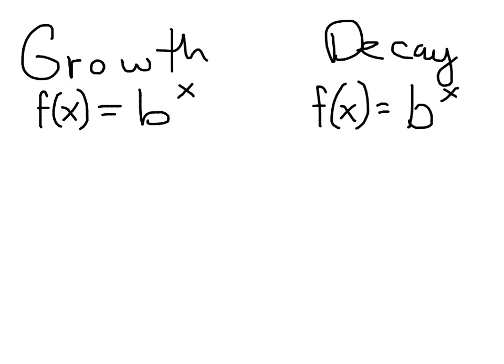Okay? Now, I want you to notice that the equations are the same for both of them. It's what's inside the b that matters. If the b is greater than 1, meaning what? What types of numbers are bigger than 1? 2, okay? Then it will be a growth. If that number is between 0 and 1, it's less than 1, it's decay. What types of numbers are less than 1 and greater than 0?